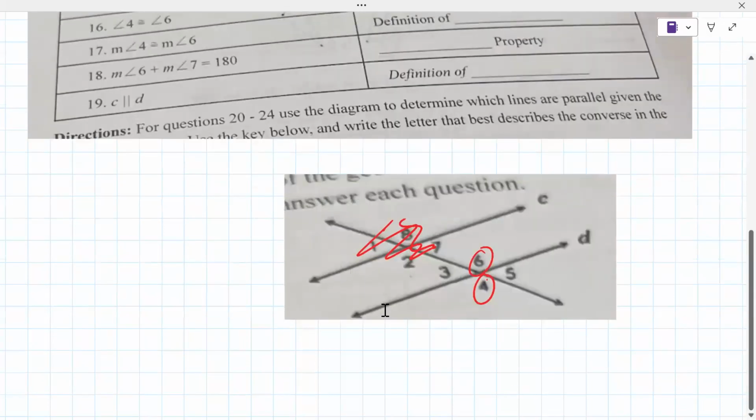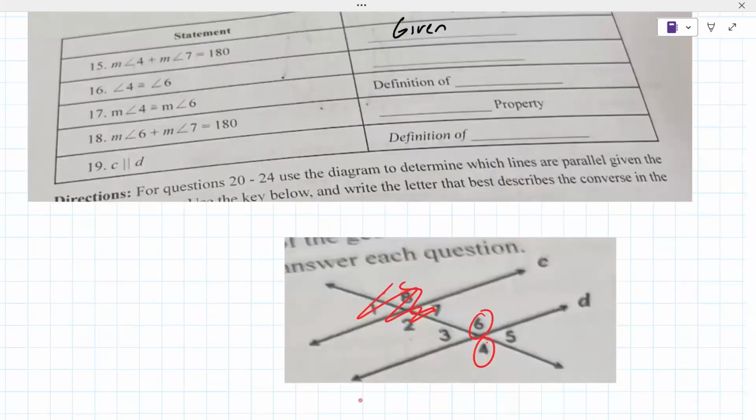They're like alternate interior. So forget about that for a minute. It's much simpler than that. They just meet at an X here. The angles just meet at an X. Oh, because they're vertical. Exactly. That's the answer. So vertical angles.